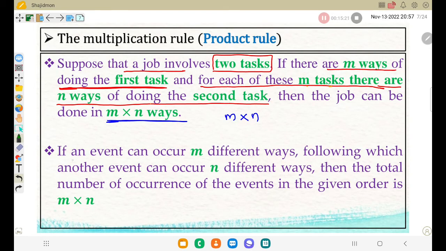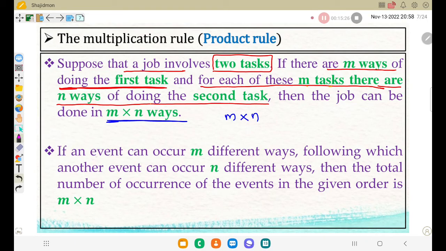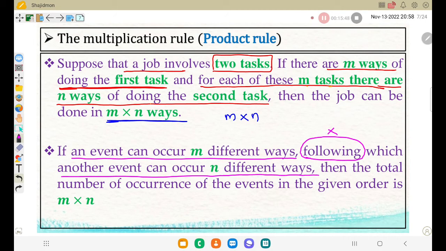Another way to state the multiplication rule is like this, in the second paragraph I have written: an event can occur in m different ways. The first event can occur in m different ways, following, and this is what is important, that event continuing with another event which can occur in n different ways. Then the total number of occurrences of the events in the given order is m multiplied by n. That means the first task multiplied by the second task.